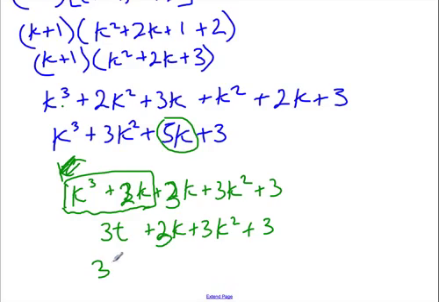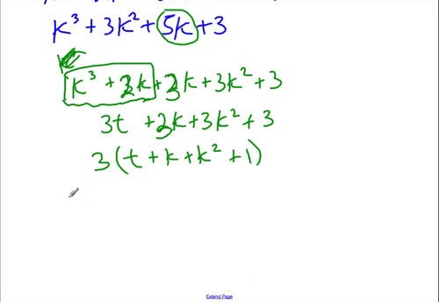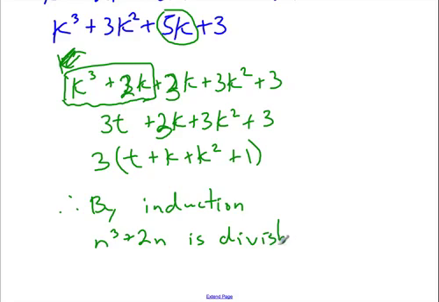We can rewrite it in one more step by factoring out the 3. It's equal to 3 times (t plus k plus k squared plus 1). So this number is divisible by 3. So therefore, by induction, n cubed plus 2n is divisible by 3 for all n greater than or equal to 1. So we've proved this by induction.